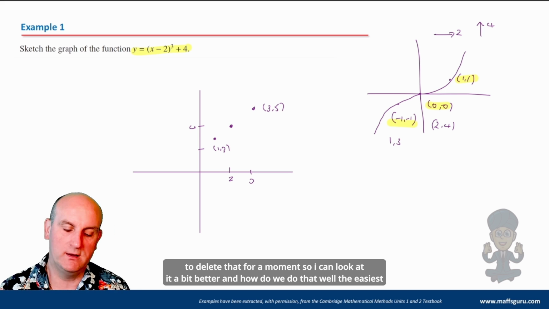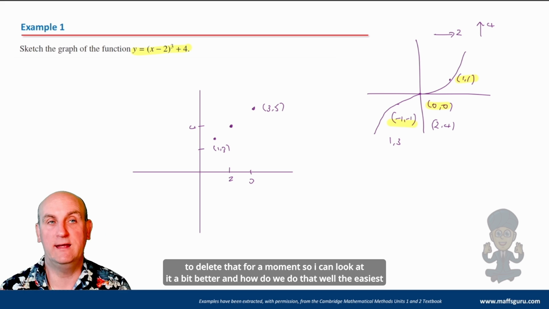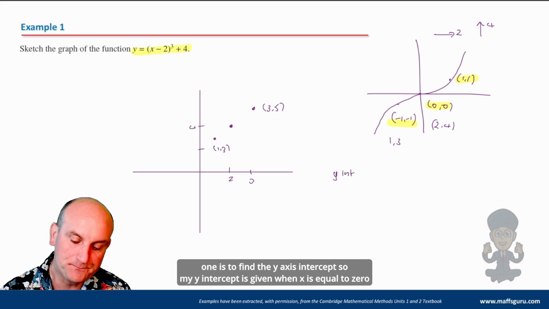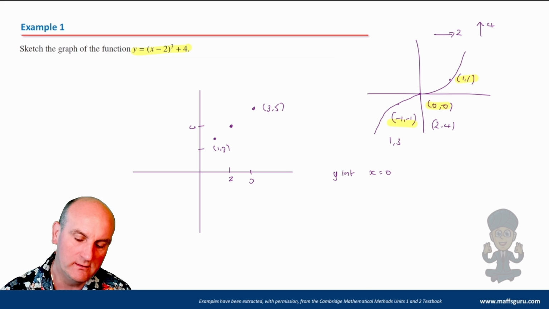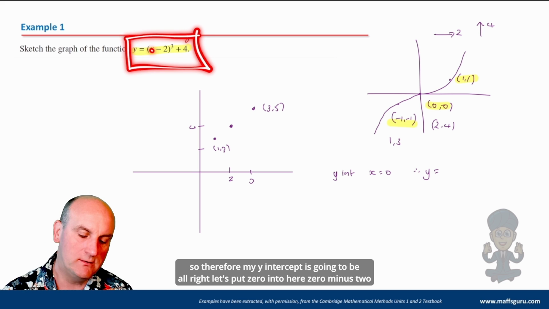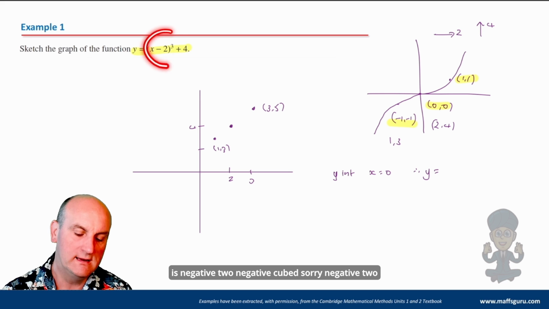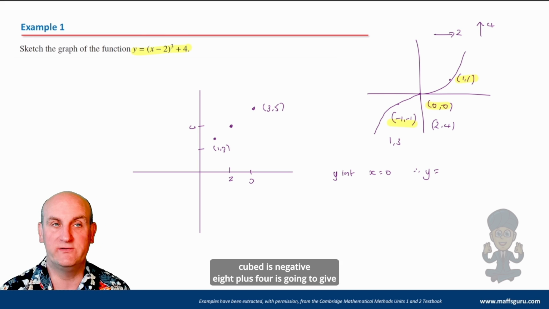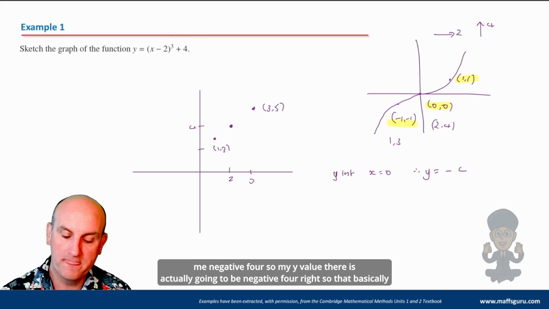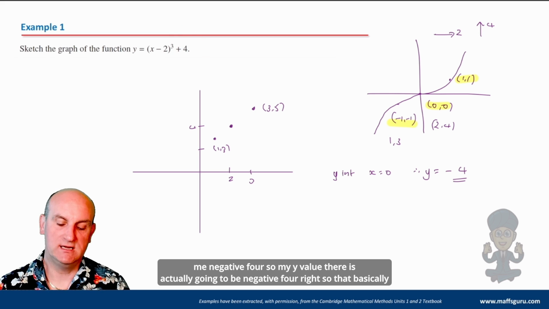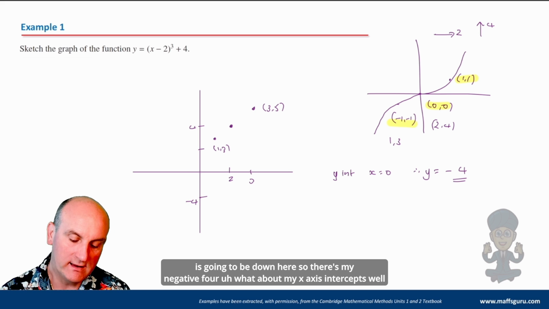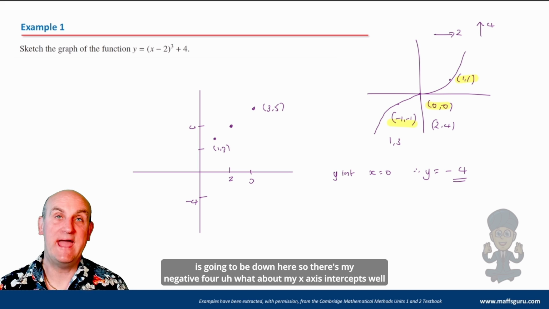So I'm actually going to delete that for a moment so I can look at it a bit better. And how do we do that? Well, the easiest one is to find the y-axis intercept. So my y-intercept is given when x is equal to 0. So let's put 0 into here. 0 minus 2 is -2. Negative 2 cubed is -8, plus 4 is going to give me -4. So my y value there is actually going to be -4. Right, so that basically is going to be down here. So there's my -4.